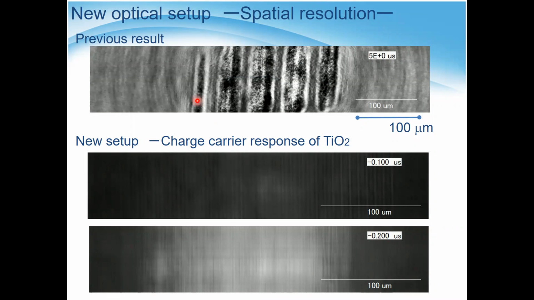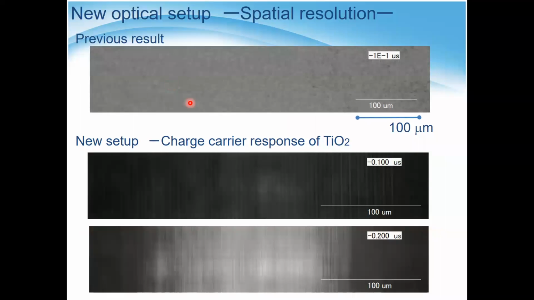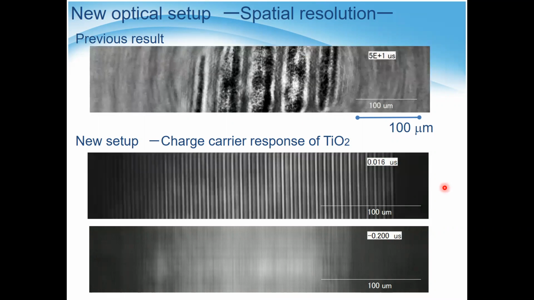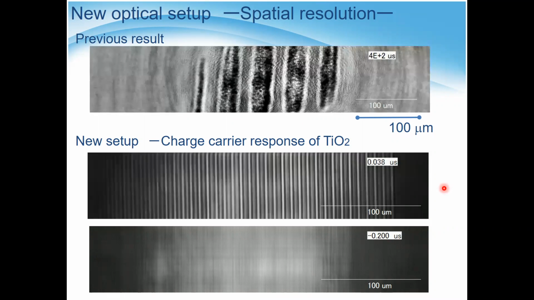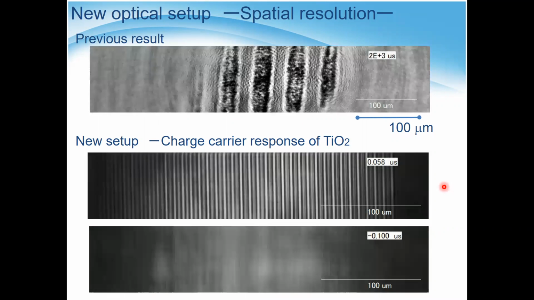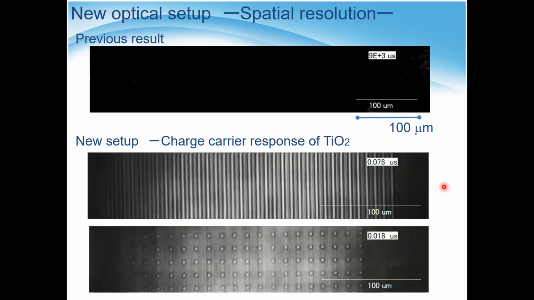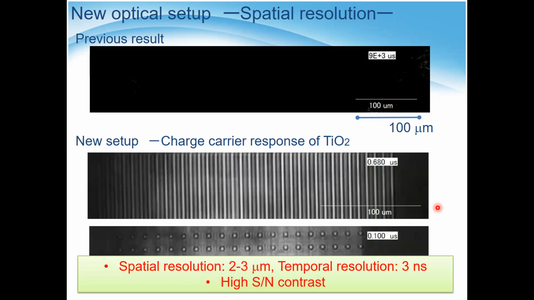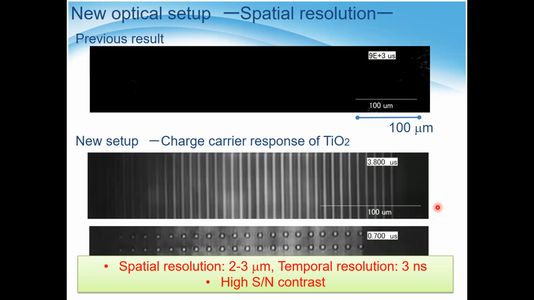So before making the setup, the signal response was at this level, but these days, for the stripe pattern of the illumination, we can obtain this level of contrast of the refractive index image, and also we can generate this kind of dot pattern excitation of the charge carriers for TiO2, with very high time resolution, on the order of a few nanoseconds. Okay, so now the hardware: we can have spatial resolution of 2 or 3 micron, and temporal resolution of about 3 nanoseconds, with a very high SN ratio.